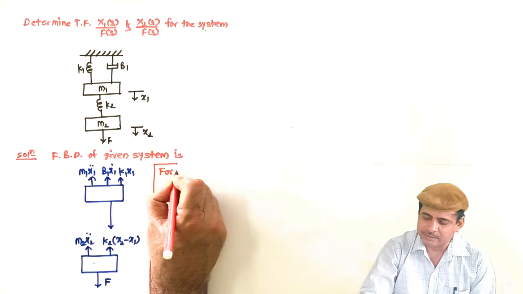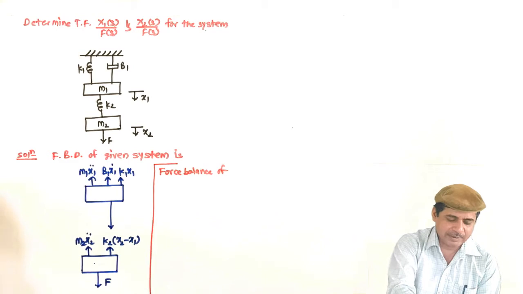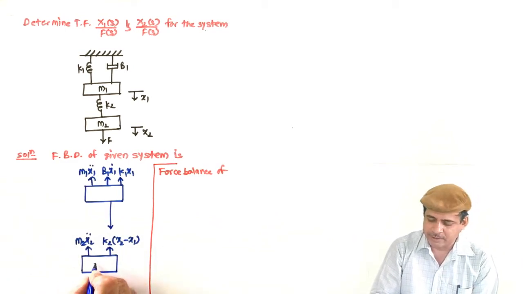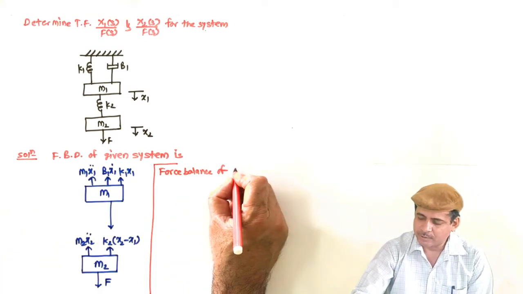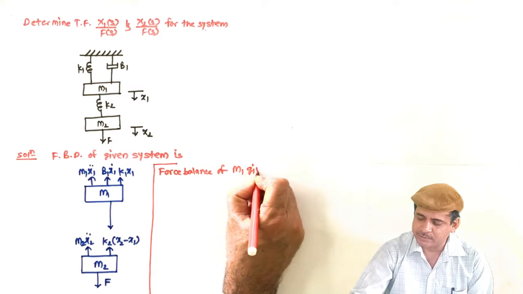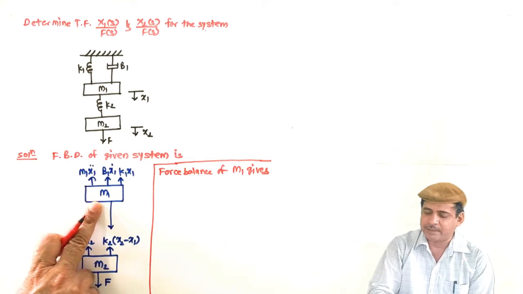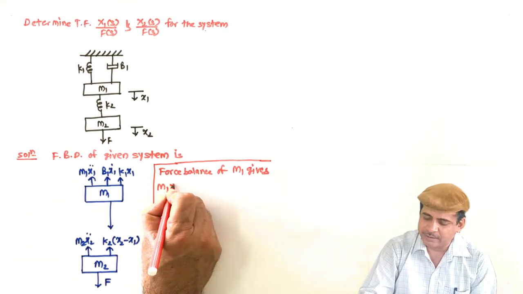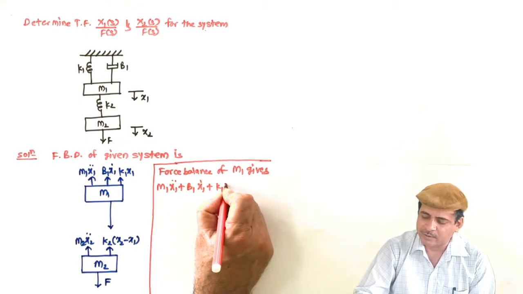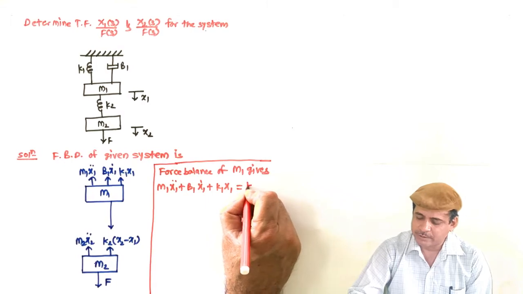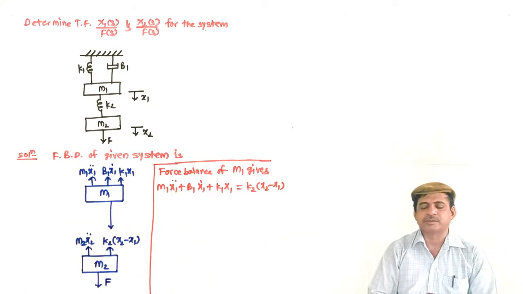So force balance of, I will mark here bodies M1 and M2. Let this be body M2 and let this be body M1. Of M1 gives, if I apply here, it will be M1 x1 double dot plus B1 x1 dot plus K1 x1 is equal to K2 into x2 minus x1. See, these three upwards and this one downwards. So this is the balance.